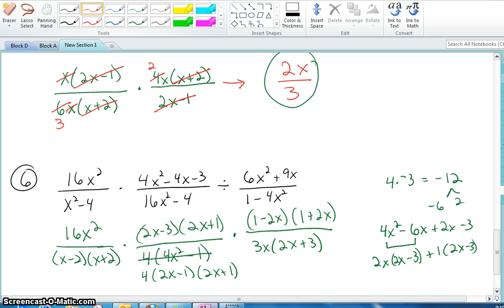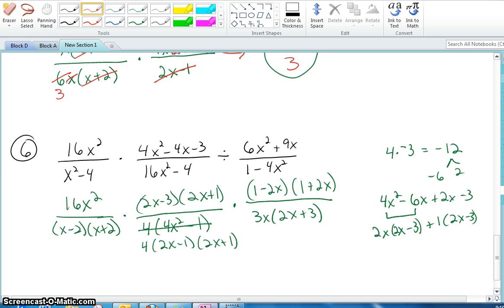Now I'm reducing as much as I can. I see a 1 plus 2x, 1 plus 2x. It's an x. An x squared makes an x over there. And that's all that I have so far.